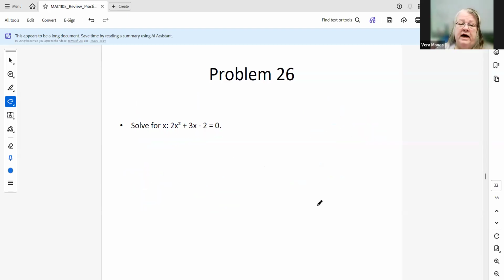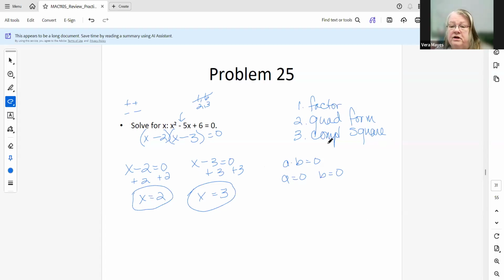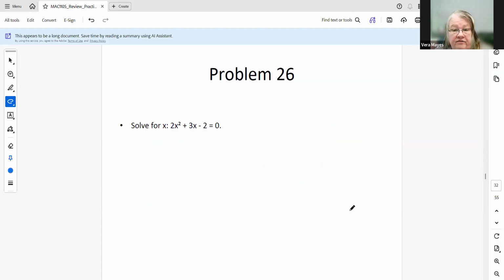The second one that we have does not have a first coefficient of 1. So it's not going to factor necessarily as cleanly. So we have some options. Like I said, we could use the quadratic formula. We could use completing the square. We could try to factor it using the AC method. So you have choices. I'm going to go ahead and do quadratic formula.